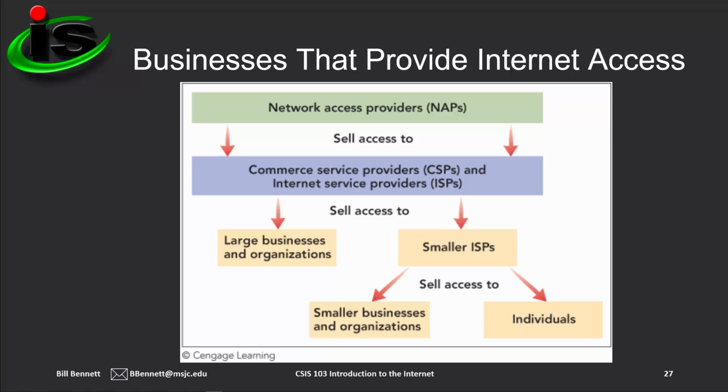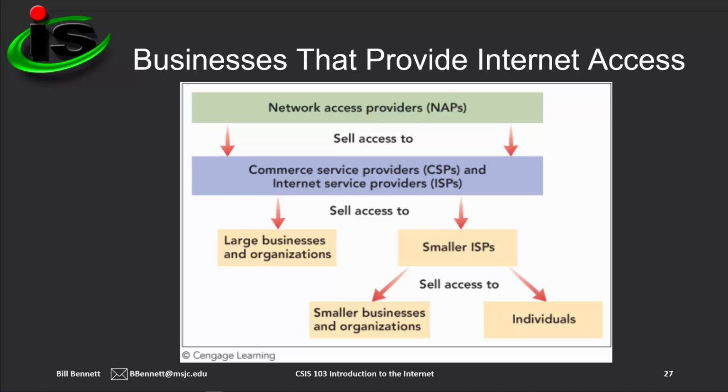Large ISPs that sell Internet access and other services to businesses are called Commerce Service Providers, CSPs, because they help businesses conduct business activities, or commerce, on the Internet. The larger ISPs sell Internet access to smaller ISPs, which then sell access and service to their own business and individual customers. The hierarchy of the Internet service providers appears in the figure on your screen.